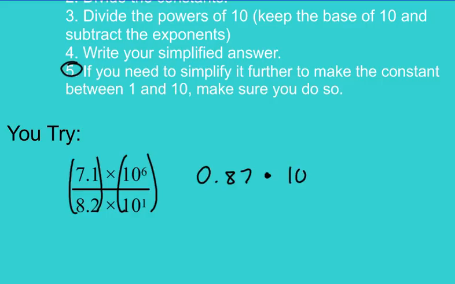You keep the same base, and you do 6 minus 1, which is 5. So it's 0.87 times 10 to the 5th. Now, remember, this right here needs to be a number between 1 and 10, and it is not right now. So you have to move the decimal over 1 place to the right to make it 8.7. And then we're taking a smaller number and making it bigger. So we're going to make this one less. So it'd be 10 to the 4th.